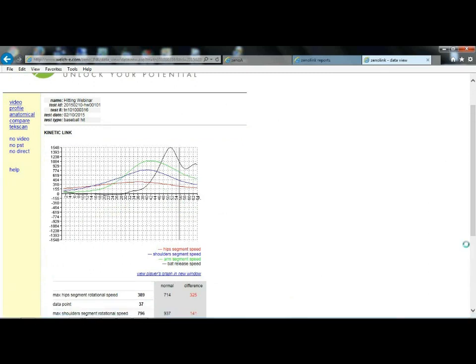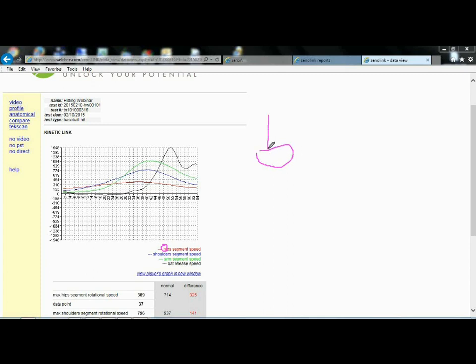Just as a brief explanation here, I'm going to go over an overview, because as we move forward, we're going to do more specific and very in-depth analysis of these different areas of the kinetic link. But generally speaking, what we're talking about is the rotational speed output of very specific body segments. So we're talking about what we call the hip segment. It's essentially the pelvis and the lower body.